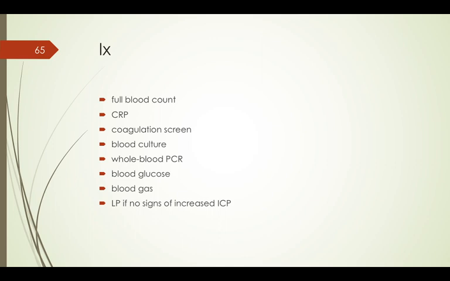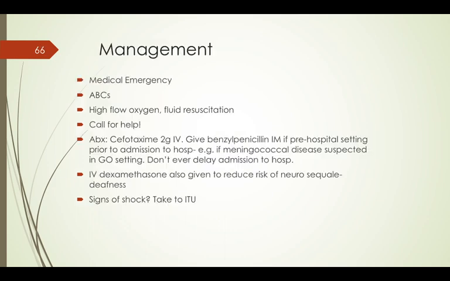Investigations you want to be doing. Full blood count, so you're looking at basically a white cell count. CRP, an infective marker for loads of infections. Coagulation screen, because patients can often get disseminated intravascular coagulation. Blood culture, especially if someone's septic. Polymerase chain reaction if you're thinking about any viral cause. Serum blood glucose, a blood gas as well, and also lumbar puncture, once again only if there are no signs of increased intracranial pressure, which would be a contraindication for this investigation.